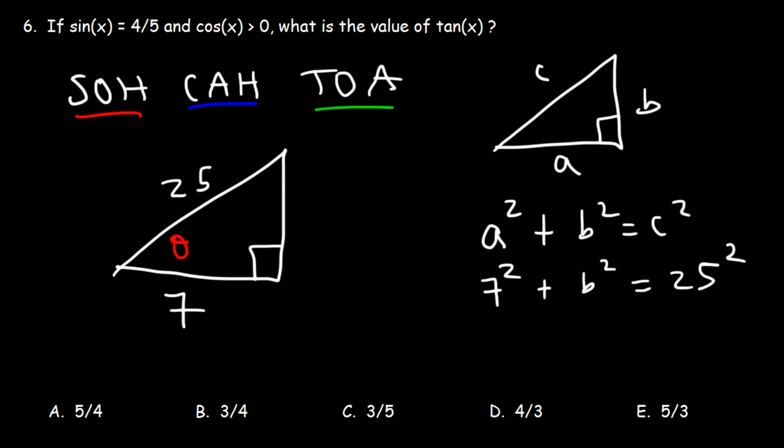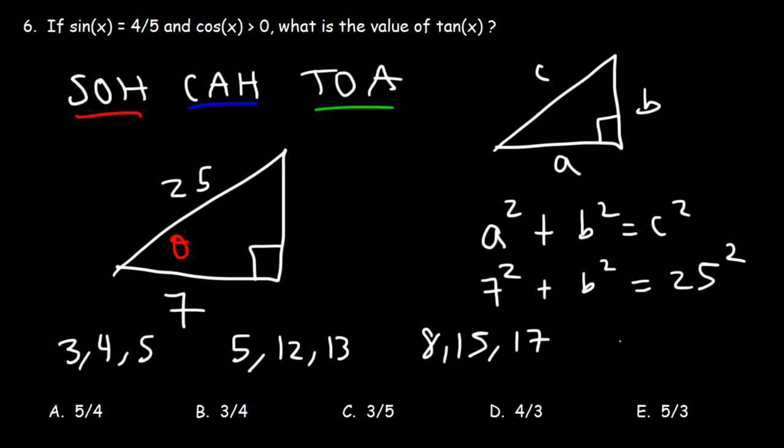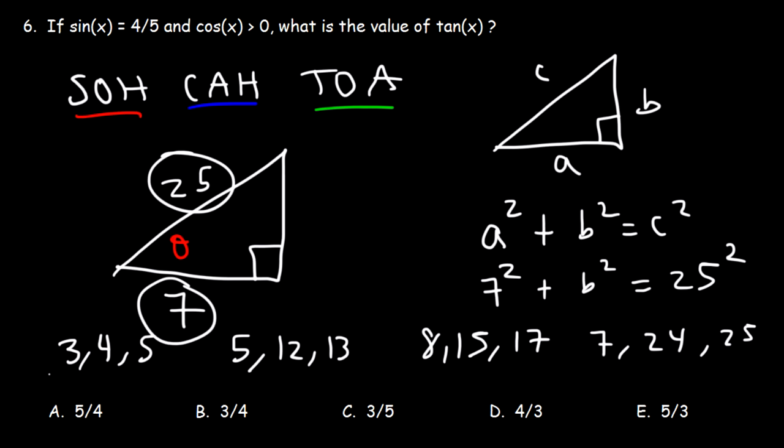Now there are certain special right triangles that you may want to commit to memory. The first one is the 3, 4, 5 right triangle. The next one is the 5, 12, 13 triangle. There's also the 8, 15, 17 triangle, and the 7, 24, 25 triangle. So we have 7 and 25. The missing side has to be 24.